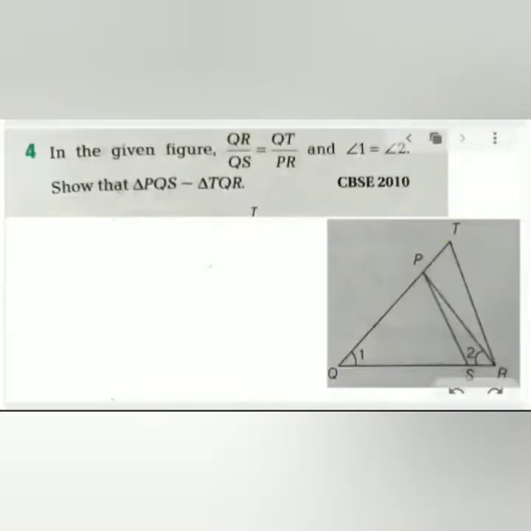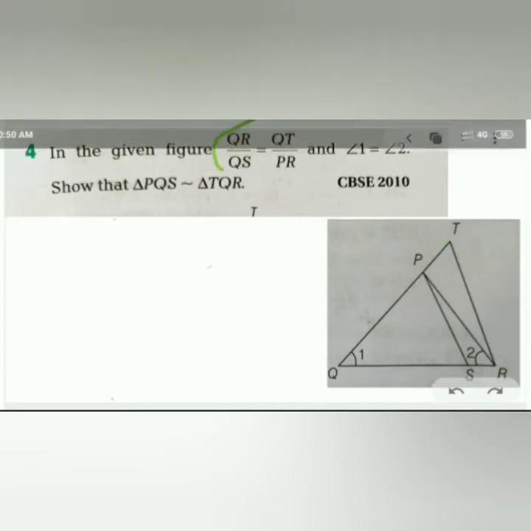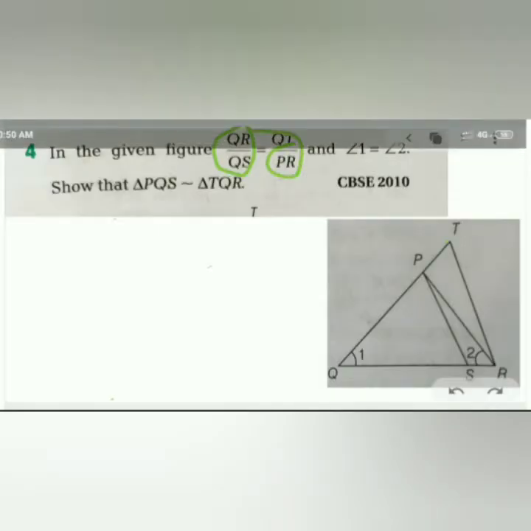So hello everyone, as you can see this is exercise 6.3, question number 4. In the given figure, they gave us the ratios of two sides that are equal to each other, and then they told us that two angles are the same. By using this criteria we have to prove that triangle PQS is similar to triangle TQR.